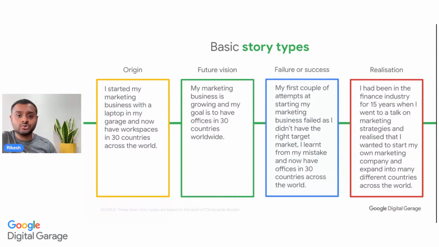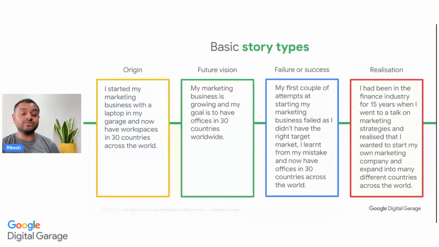We've got an origin story. So this is your typical, to quote a Drake lyric, starting from the bottom, now we're here story. So I started my marketing business with my laptop in the garage, and now I have workspaces in 30 countries across the world. You've then got future vision stories. So this is where you see yourself in so many years. So my marketing business is growing, and my goal is to have offices in 30 countries worldwide.